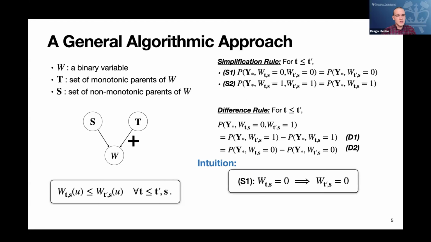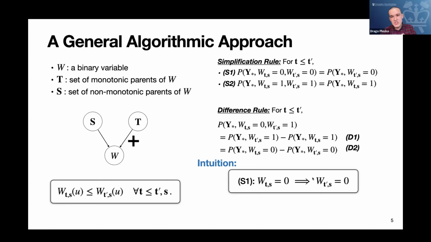So what we know under this monotonicity assumption is that if W sub T comma S is equal to 0, this implies that W sub T comma S is also equal to 0. This is some kind of a sandwiching of one of the potential outcomes based on the monotonicity constraint that we have. And what that allows us to do, if we go to simplification rule number 1, where Y sub star is an arbitrary counterfactual that doesn't have to have anything to do with W, is that we have a distribution over the joint counterfactual outcomes.